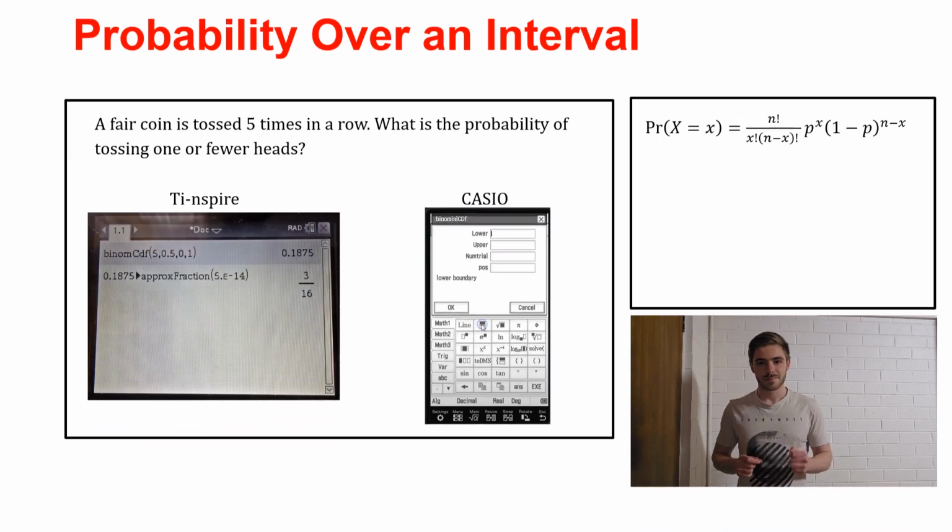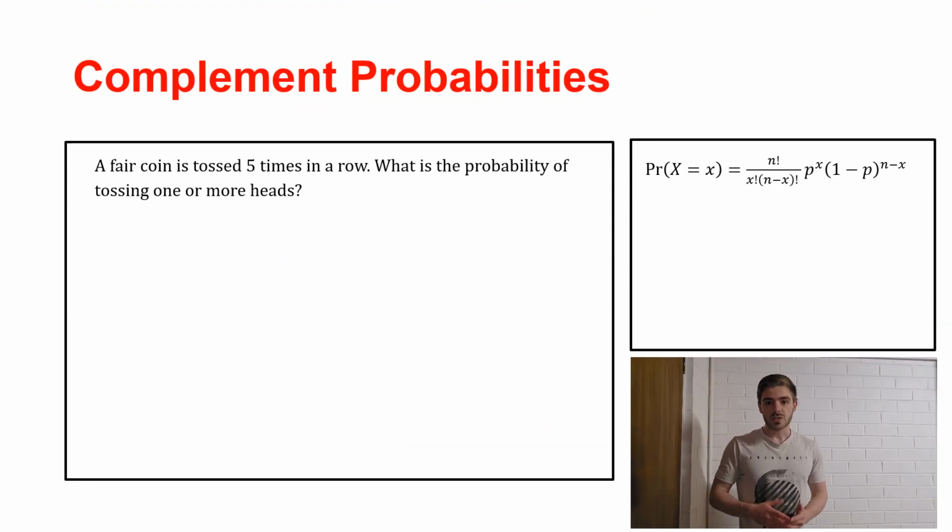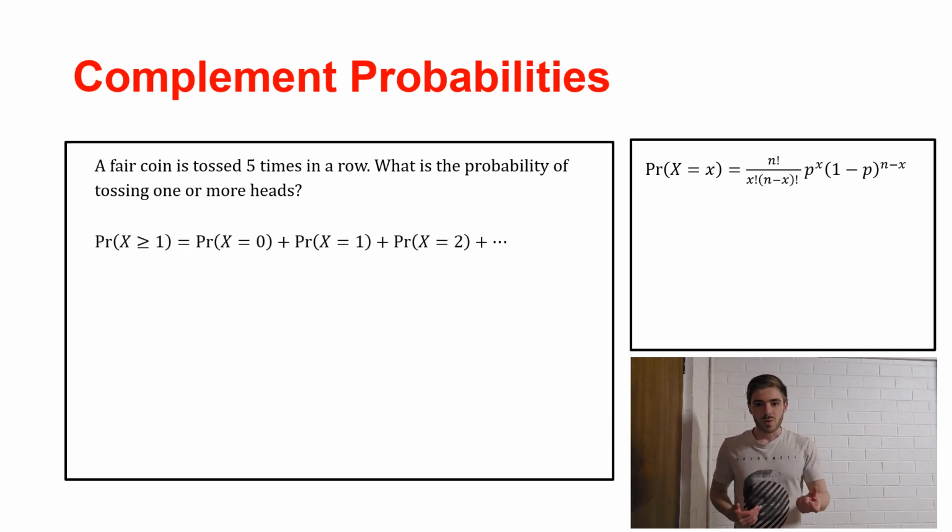In tech-free scenarios, using complement probabilities can greatly reduce the amount of effort that it takes to solve certain kinds of probability questions. For example, if I want to find the probability of getting 1 or more heads, then I might add the probabilities x equals 1 to x equals 2 to 3 to 4 to 5, and then add them all together, get my final probability, but that will take a really long time to write out by hand.